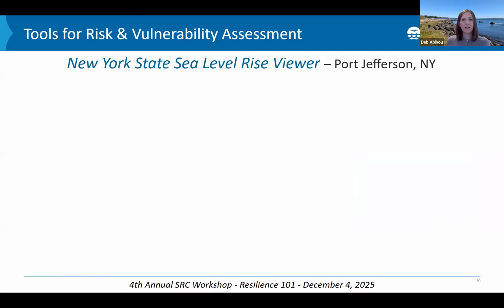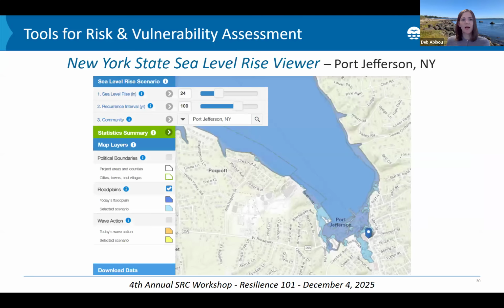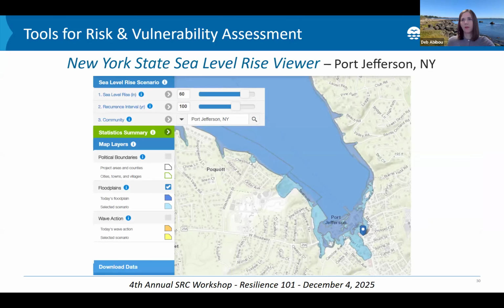First, we're going to take a look at the New York State Sea Level Rise Viewer. We're here in Port Jefferson, and you can see today's floodplain in dark blue, and this is set to a 24-inch sea level rise and 100-year flood event scenario in the lighter blue. And with this tool, you can play with the different scenarios. So here's what 60 inches of sea level rise in addition to the 100-year event would look like. And you could see the floodplain area grow.